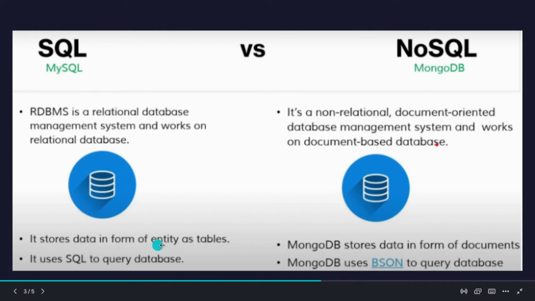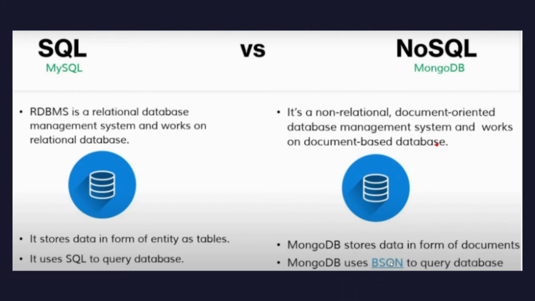SQL stores data in the form of entities as tables, and MongoDB stores data in the form of documents. What is a document? What is a data table? Wait for a minute, you will come to know. SQL uses SQL to query the database, and MongoDB uses BSON to query the database. BSON is like JSON.